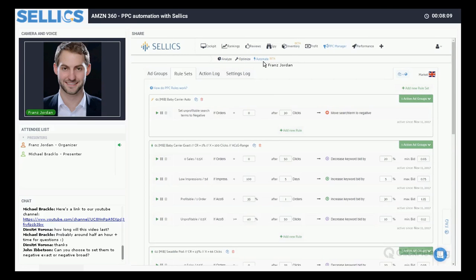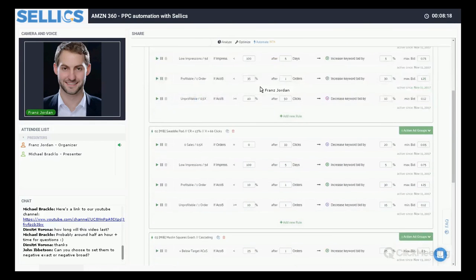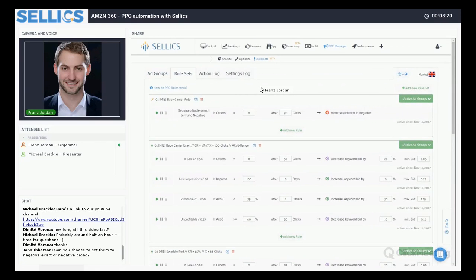So essentially, if you click on the automate feature, and don't be scared, this is what it looks like once you have a few rules set up. But essentially, here in the automate feature, you will be able to set up rules that will manage your campaigns automatically. Okay. So let me just show you very quickly how this works.